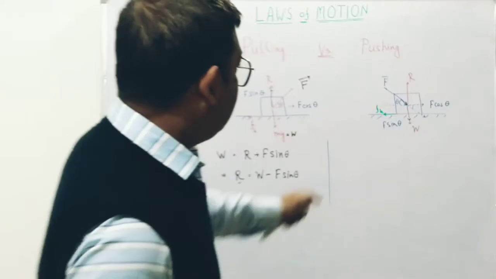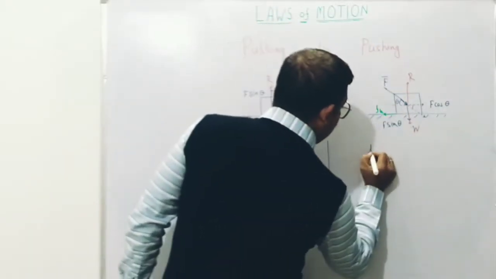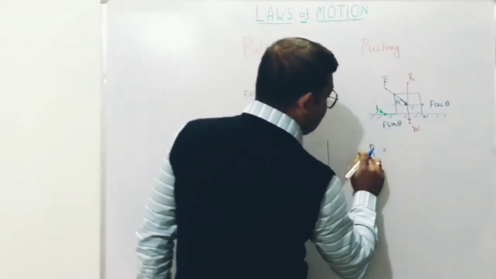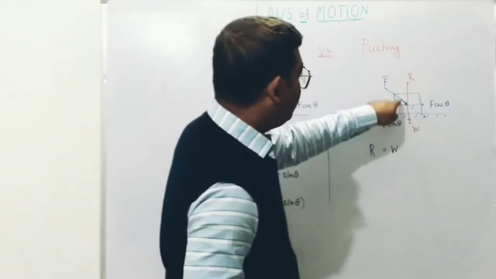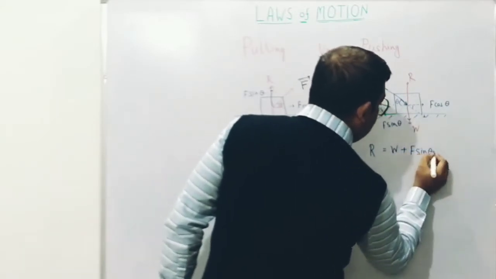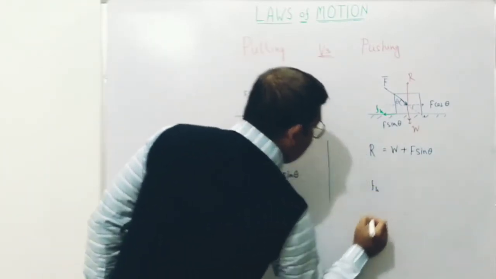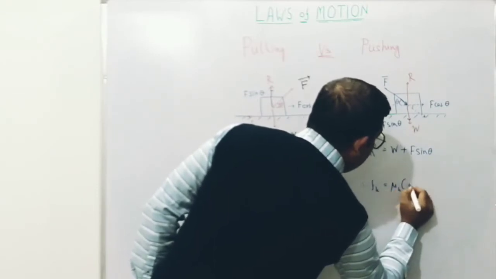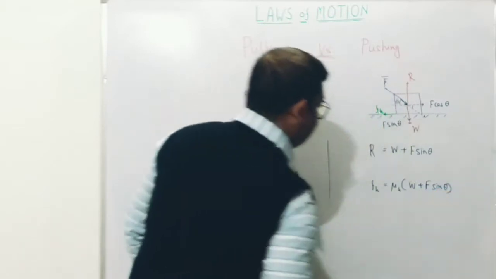So now if we consider the forces in the vertical direction, what we get is that the normal reaction R, which is in the upward direction, balances two forces. One is the weight of the object, and also the F sin theta, the vertical component of the applied force. So that will be plus F sin theta. Therefore, the frictional force that appears will be mu k into W plus F sin theta.